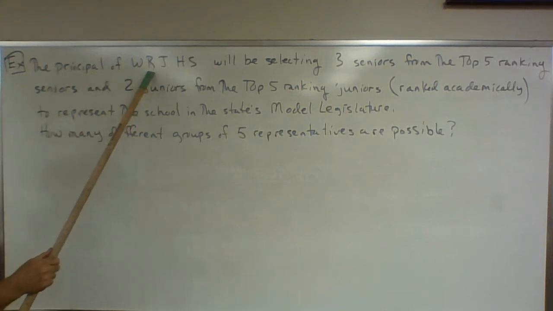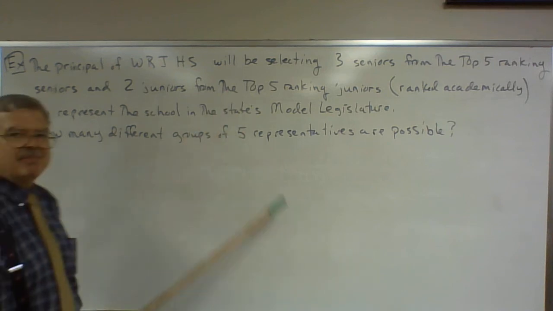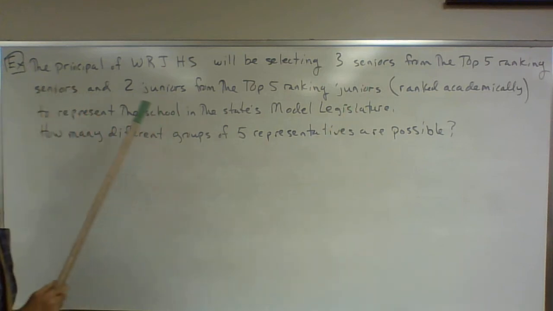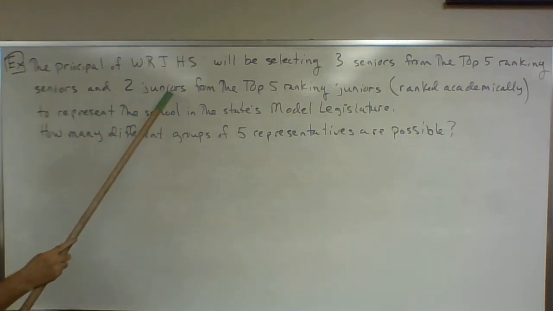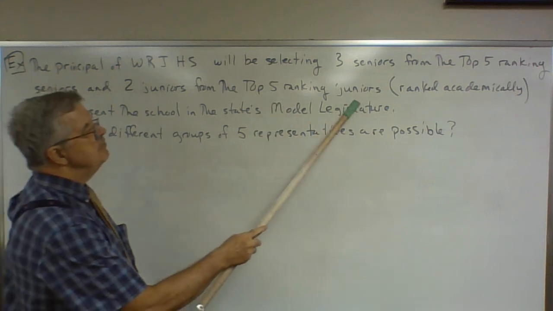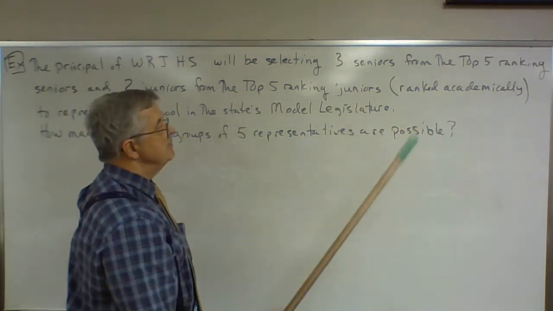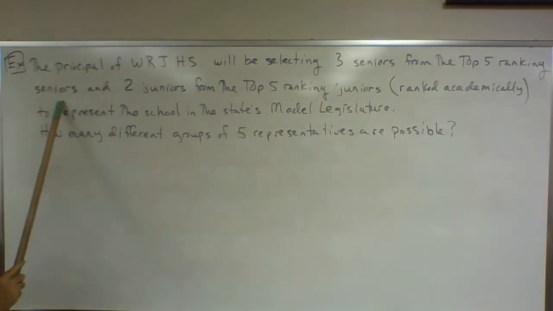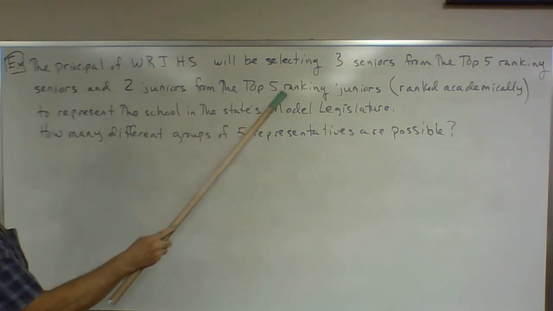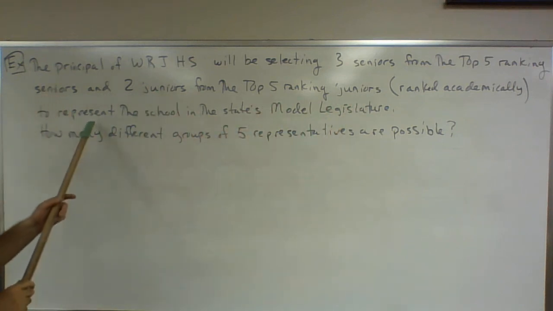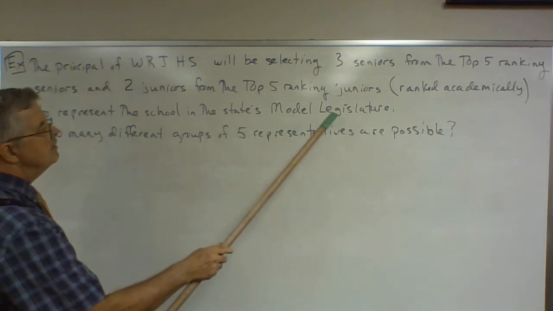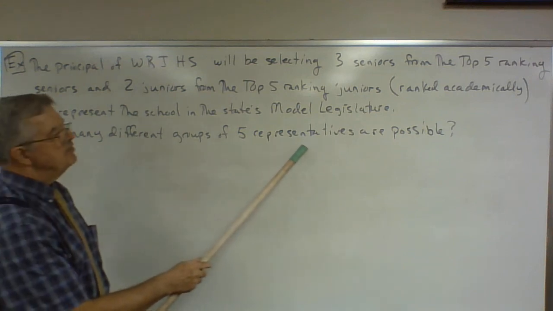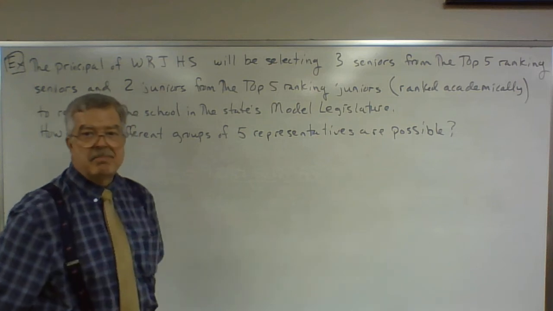This is a good one. The principal of Wood River Junction High School will be selecting 3 seniors from the top 5 ranking seniors and 2 juniors from the top 5 ranking juniors. The ranking is academic. So the principal selects 3 seniors from the top 5 ranking seniors, 2 juniors from the top 5 ranking juniors to represent the school in the state's model legislature. How many different groups of 5 representatives are possible?